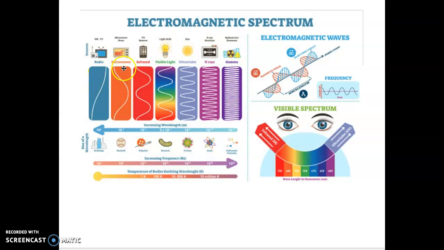There's radio, microwave, infrared, visible, ultraviolet, X-ray, and gamma. Sometimes radio and microwave are bunched together as just radio, and visible is sometimes split up into the individual colors. So apart from that, this is your full spectrum here.